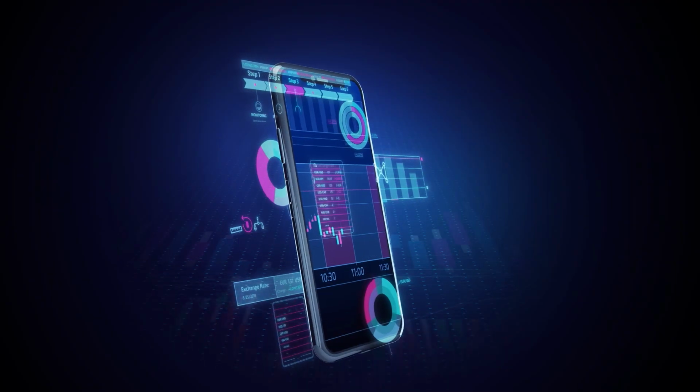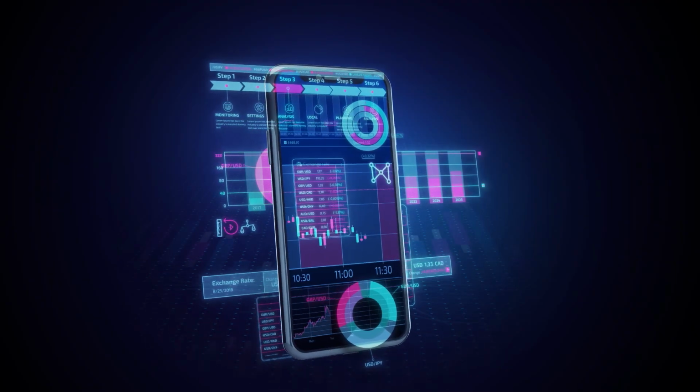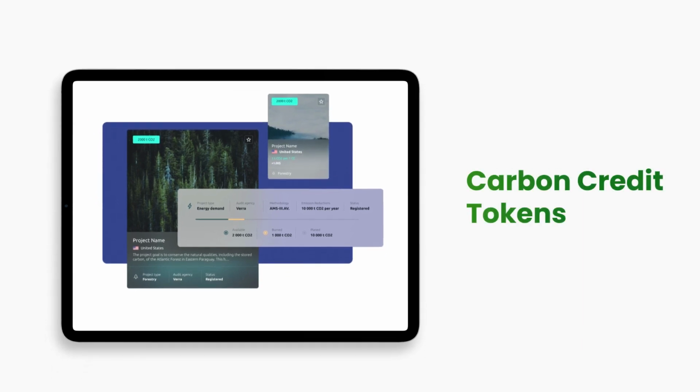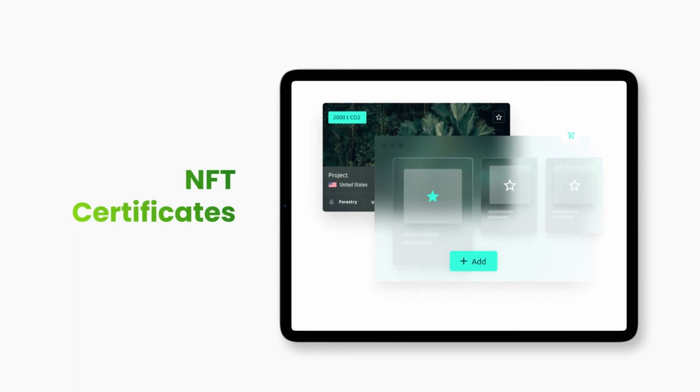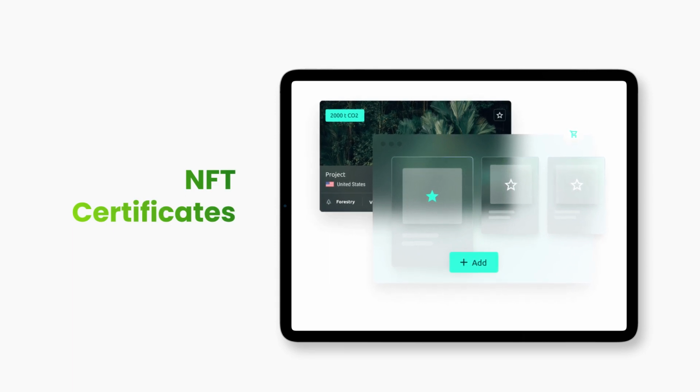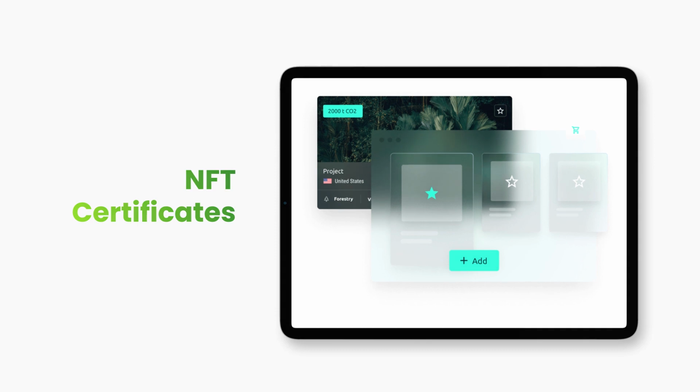Some key features of our carbon credits trading marketplace include the seamless issuance of carbon credit tokens. Carbon credits are transformed into digital tokens for easy and transparent carbon trading, providing an efficient, manageable approach. NFT certificates ensure indisputable ownership, while our open auction system guarantees fair market prices.